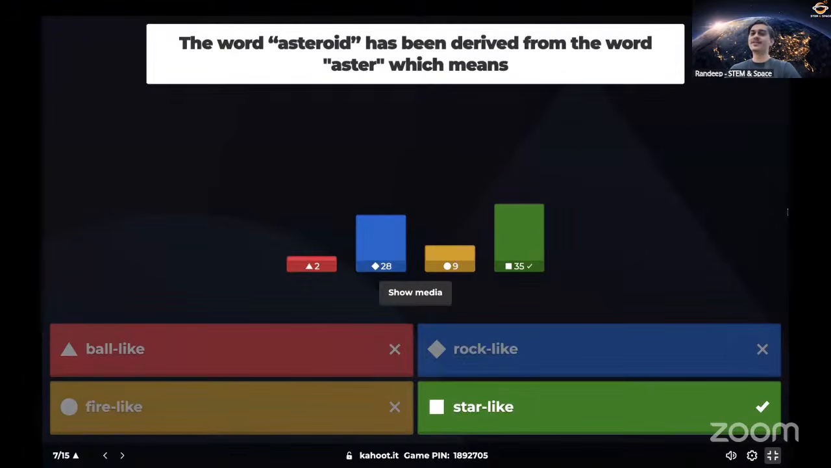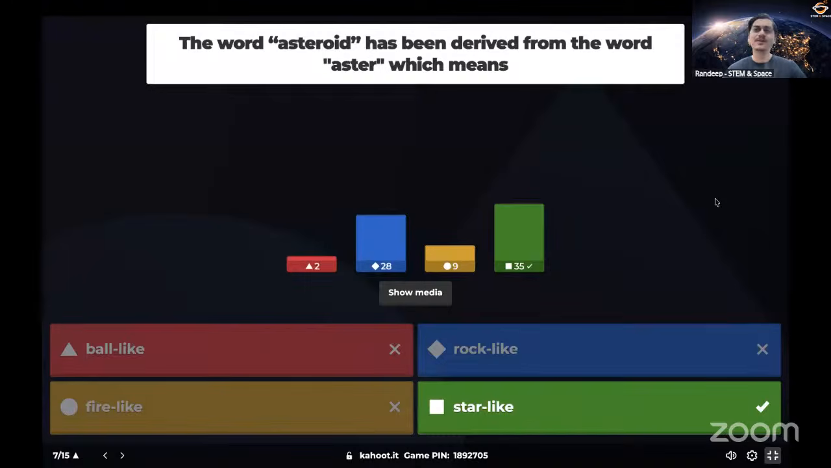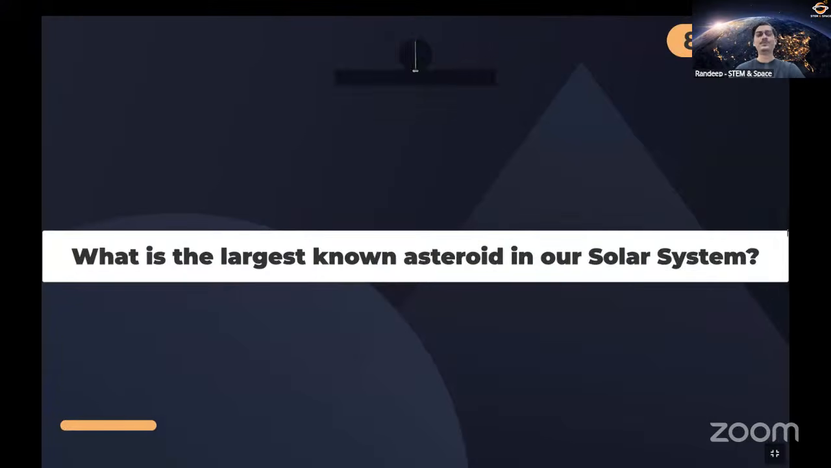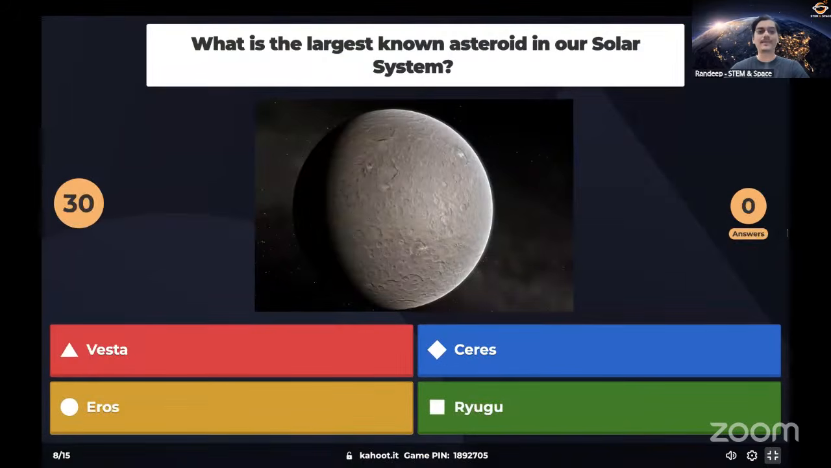Correct is star-like, which we also covered during the recap, that the word aster means star-like, and that is why asteroid was derived from that, because in earlier times people used to think of them as stars themselves. Okay, let's move to the next one. What is the largest asteroid known in our solar system?